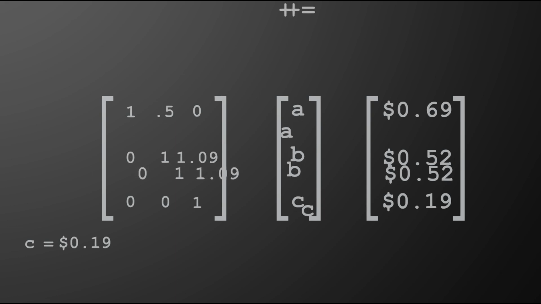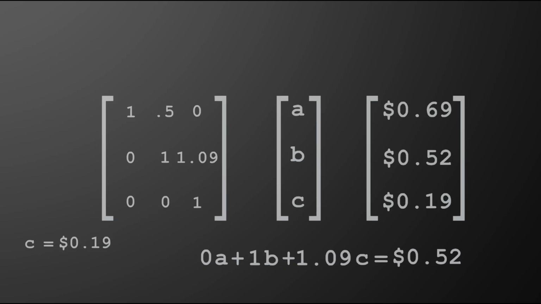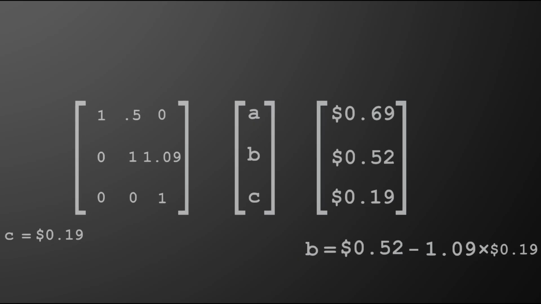Row 2 says that 0A plus B plus 1.09C equals 52 cents. Now that we know what the value of C is, we can plug it in and we get that B plus 1.09 times 19 cents equals approximately 52 cents. Rearranging this, we find that B equals 32 cents.